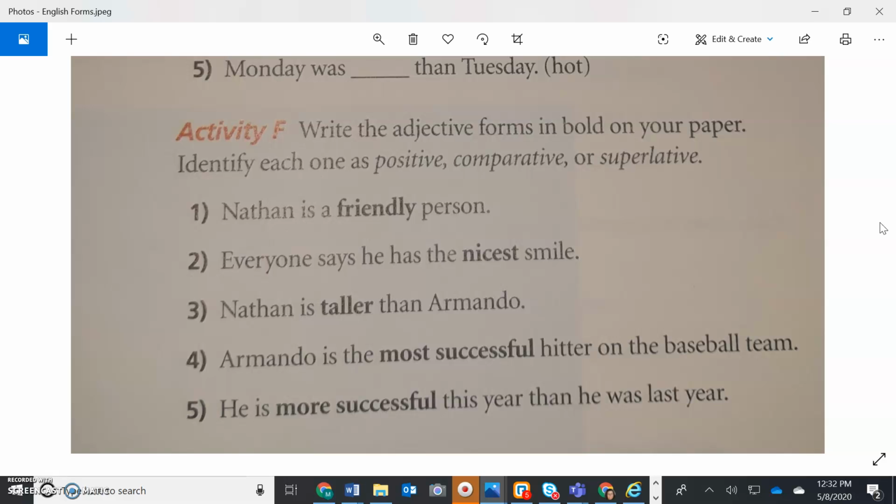Now, without looking back, remember comparing, comparative. You can hear comparing, comparative. So let's do those next. Number 2, nicest, nope. Taller, that's comparing one to the other. So that is comparative, number 3. Number 5, that is comparative. So next to number 1, write positive. Next to number 3 and 5, write comparative. And then for 2 and 4, it says the nicest and the most. So they're saying that it's the bestest, which isn't even a word. But anyway, number 2 and number 4 are superlative.